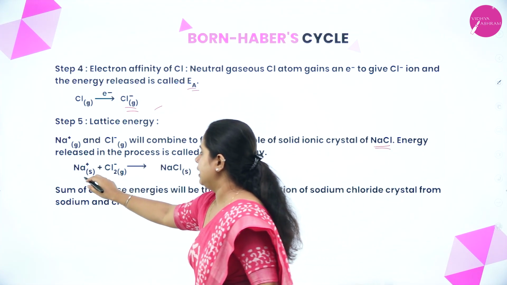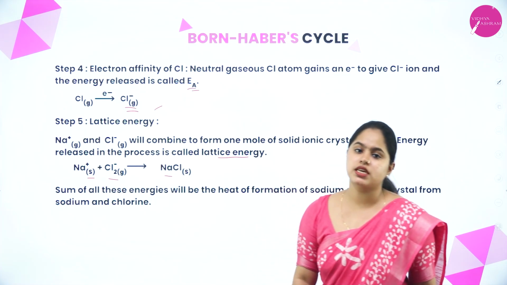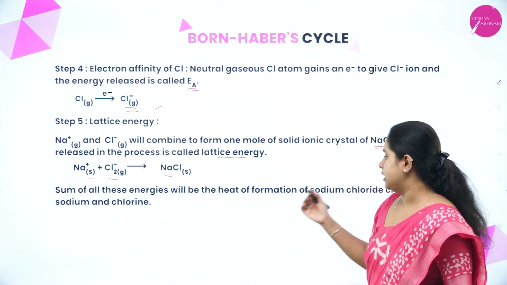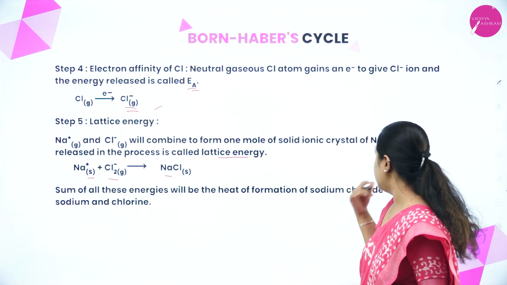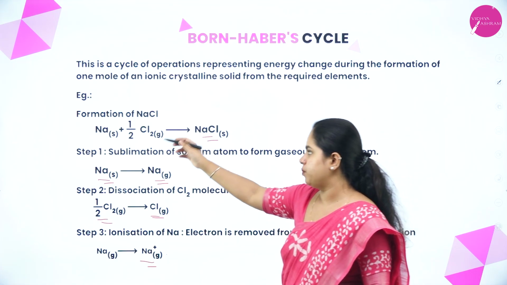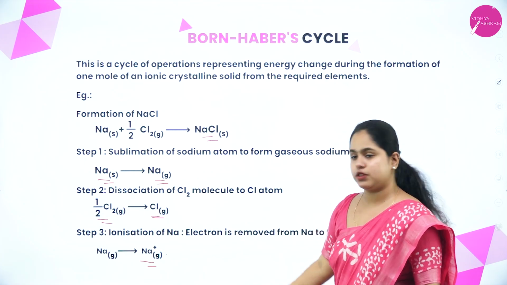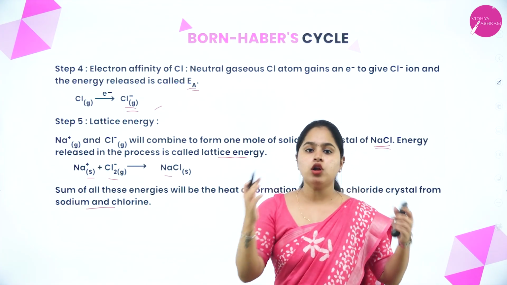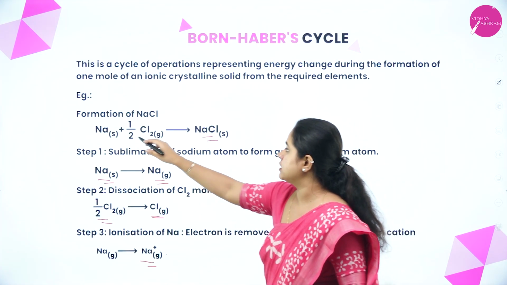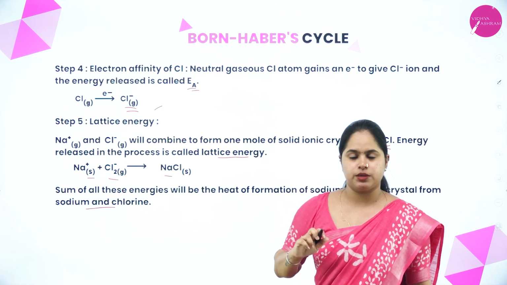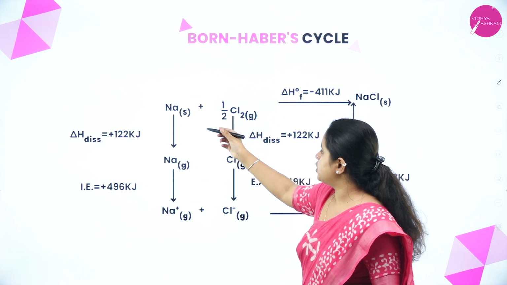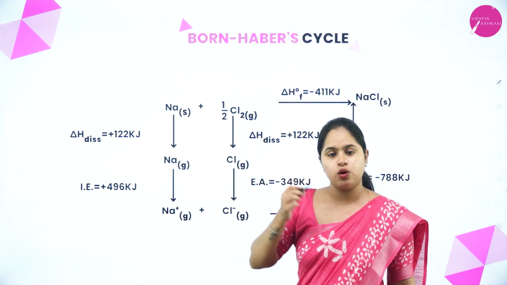Finally, we can write that Na plus and Cl minus combine and form NaCl. Clear? So the sum of all these energies will be the heat of formation of sodium chloride crystal from sodium and chlorine. All of the energy associated with the first step, second step, third step, fourth and fifth step, when we add the sum of it, finally we can say it is the energy associated with the first reaction. So let's see the cycle of this and we'll get a better idea. In the first step, as you can see, sodium is being sublimated into sodium gas.